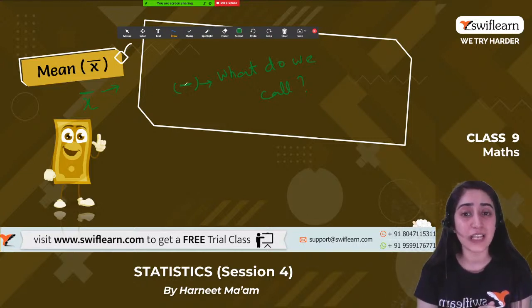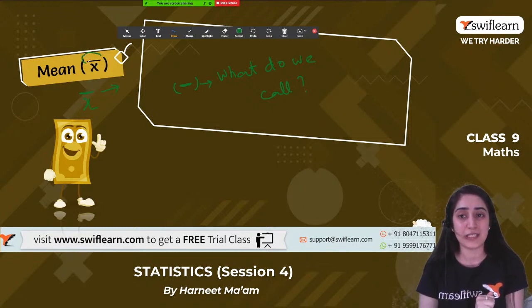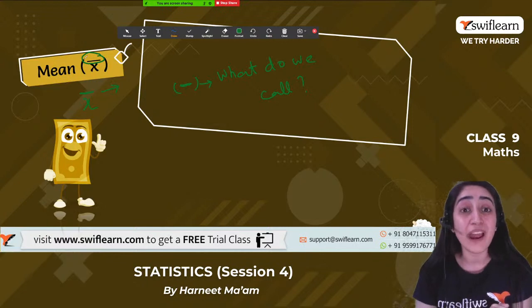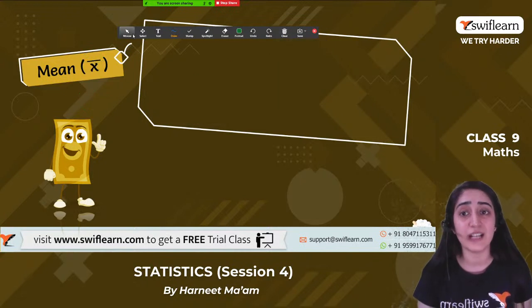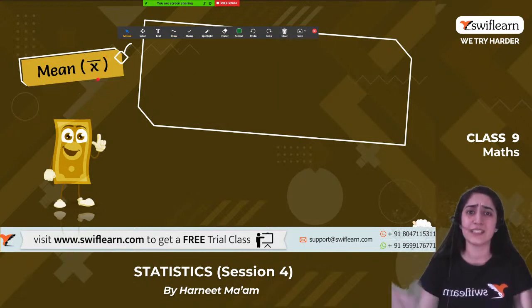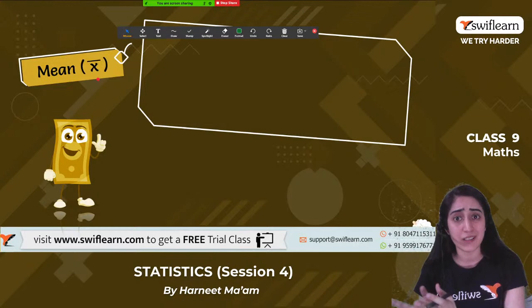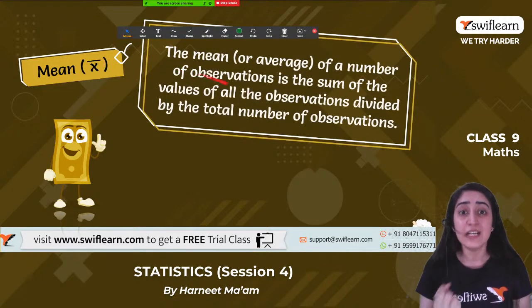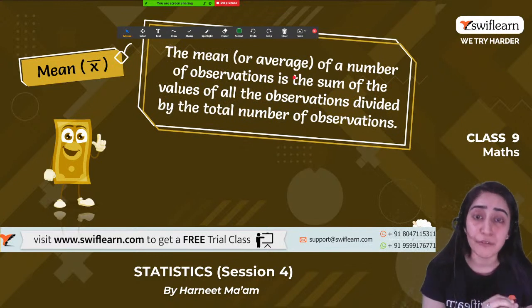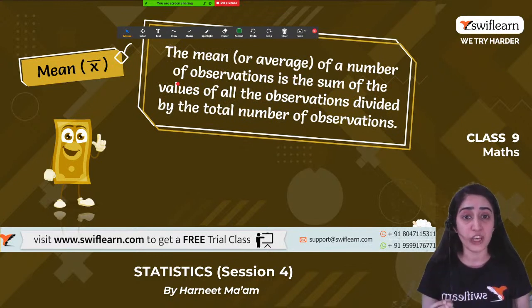But before that, just tell me, what does this line on the top of X mean? What do we call it? Very good, Ankit. We call it bar. That's right. तो हम मीन को हमेशा जो भी चीज निकालते हैं, x क्यों लिख रहे हैं? जैसे डेटाज होते हैं उन सबको हम x से रिप्रेजेंट कर रहे हैं और उसके ऊपर हम लाइन बनाते हैं. That means mean. Alright. So mean refers to the average of a number of observations.